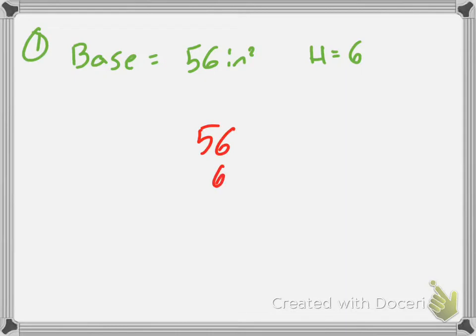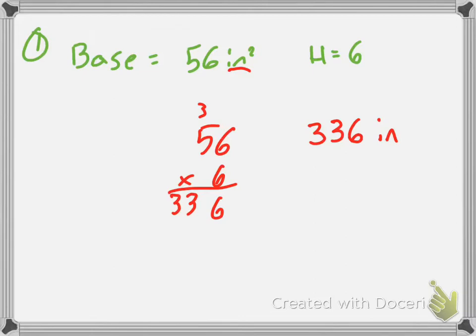So number 1 on your homework, it says the base is 56 inches squared, and squared just means it's the base area that it takes up, the length times the width. So they already did half of the problem for you, and then they gave you the height, which is 6 inches. So we're just going to multiply the base times the height. And 6 times 6 is 36. Regroup the 3. 6 times 5 is 30, plus 3 more is 33. So the answer is 336, and our unit is inches.